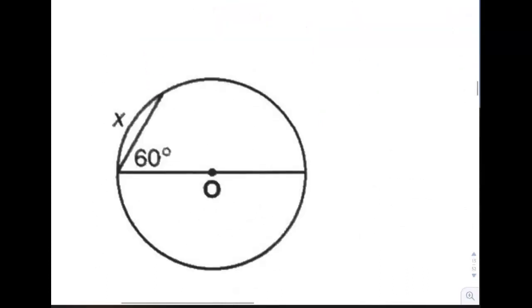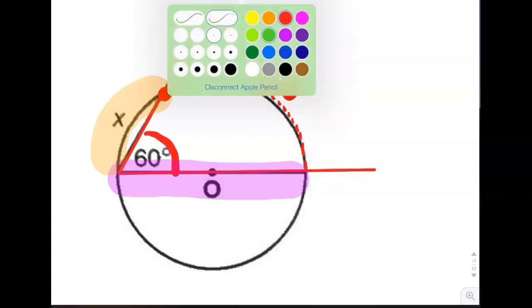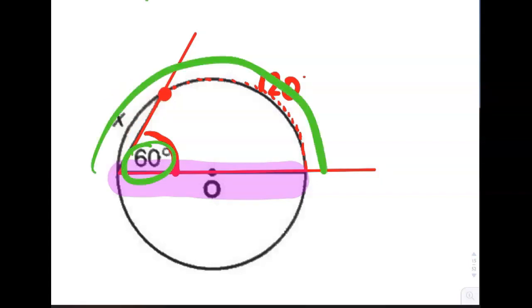Almost the exact same problem here, right? You have a chopped off piece. If that's 60, then that arc is 120. Again, we have a diameter, 120 and 60. It's not because that's 60. It's because together they equal 180 here. Right, so that is 60.